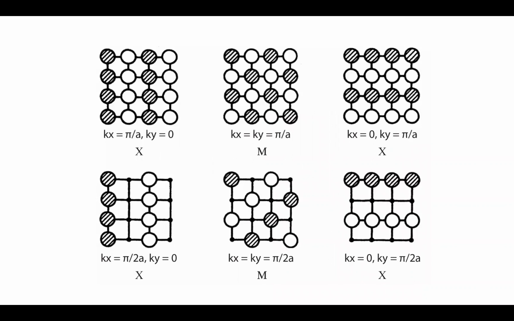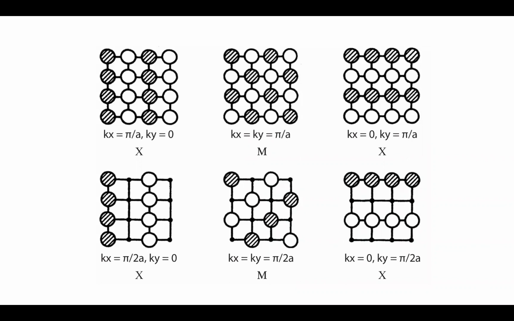Let's do one more example here. So we've already done these two, the gamma and X point. Now we're going to look at a different value of kx. We did pi over a this time. Now we're going to do pi over 2a, twice the unit cell. Here's one where kx is pi over 2a and ky is 0. Here's one where kx and ky are both pi over 2a.